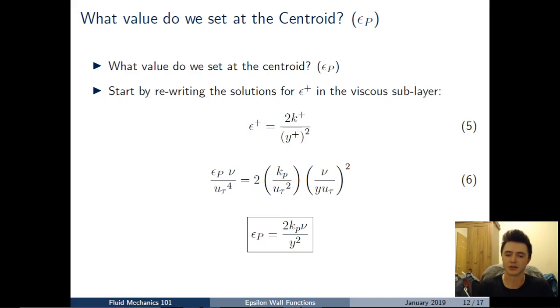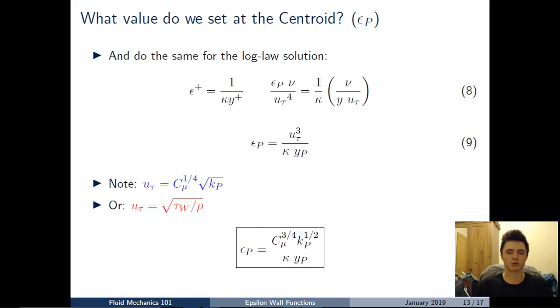at equation 7. So epsilon sub p, the epsilon at the cell centroid, is equal to 2 times the turbulent kinetic energy at the cell centroid, kp, multiplied by the laminar momentum diffusivity, divided by y squared, where y of course is the distance normal to the wall from that boundary cell face to the centroid. And that's the value we'll apply at our cell centroid if the cell is in the viscous sublayer, and then we do the same thing again in the logarithmic region.